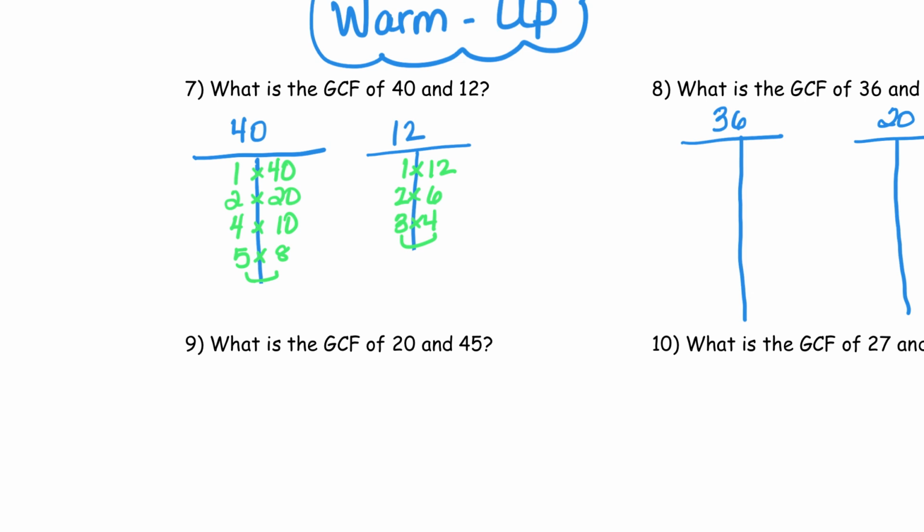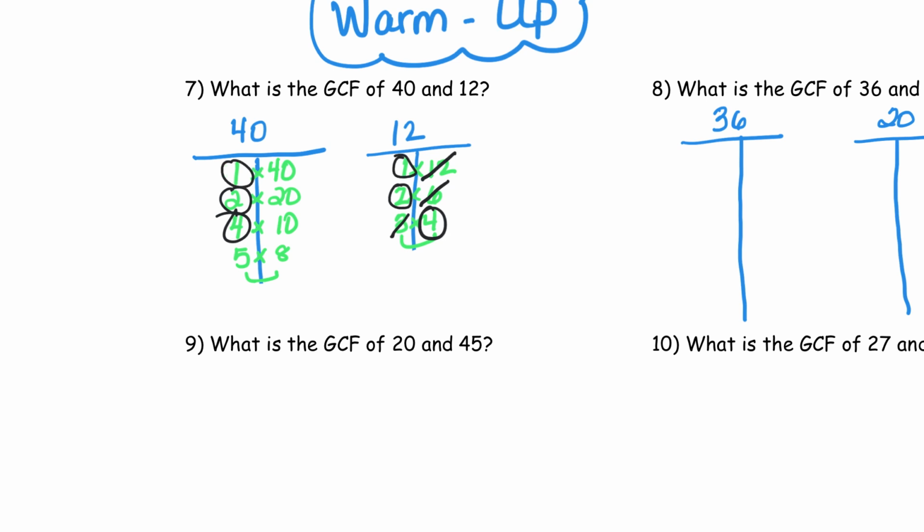When you're finding the GCF of two numbers, you're going to go to the smaller number first and go through your list. Is 12 in both of these numbers? The answer is no. Is 6 in both of these numbers? No. Is 4 in both of these numbers? The answer is yes. Is 3 in both? No. Is 2 in both of these numbers? Yes. And so is 1.